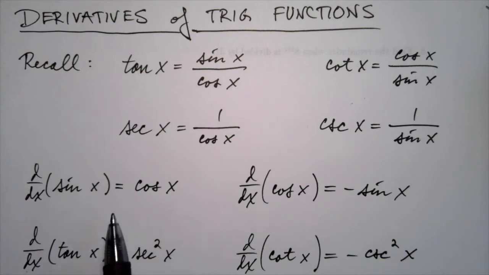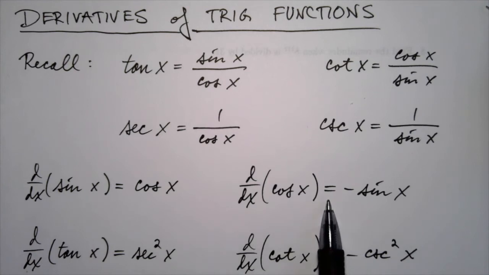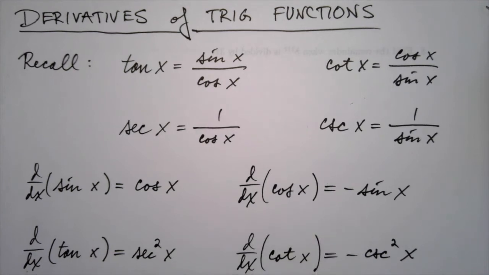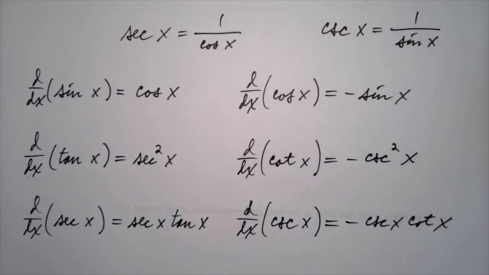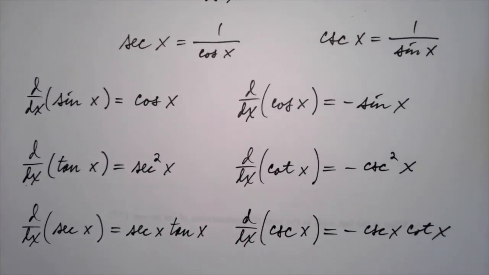You should know exactly the meanings of these four trig functions in terms of sine and cosine. Now, we already know that the derivative of sine is cosine, and the derivative of cosine is minus sine. Here are the derivatives of the other four trig functions. The derivative of tangent is secant squared. The derivative of cotangent is minus cosecant squared. The derivative of secant is secant times tangent, and the derivative of cosecant is minus cosecant times cotangent.